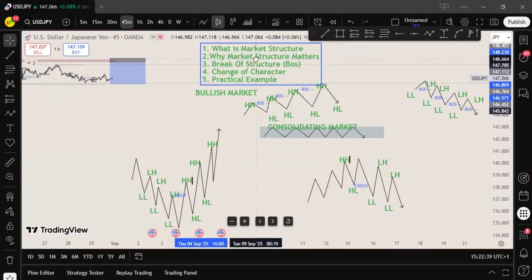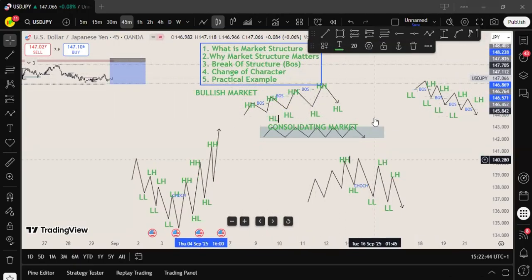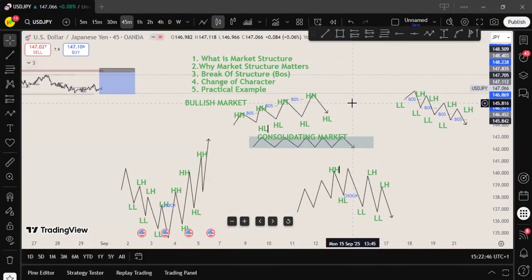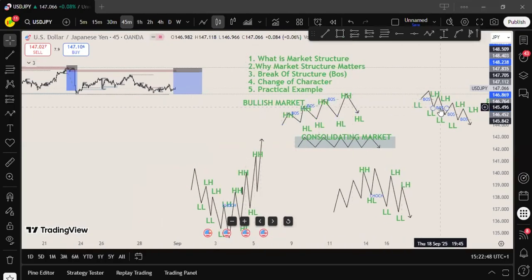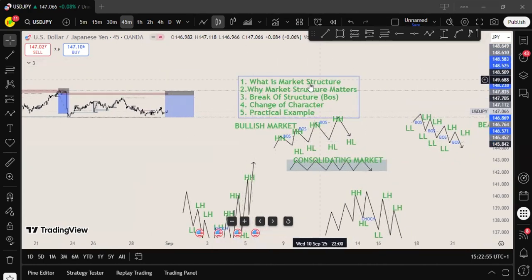Then I'll be able to explain what market structure is. We have three types of market structure. We have the bullish market structure, the bearish market structure, and the consolidating market. Why does market structure matter? Market structure matters because investors will be able to identify the direction of the market, whether the market is in a bullish trend, a bearish trend, or in a consolidating market.